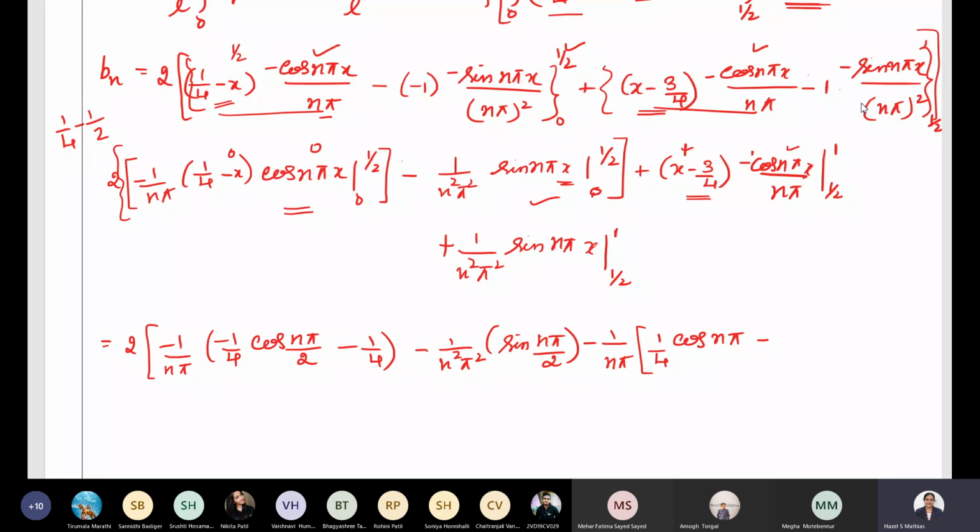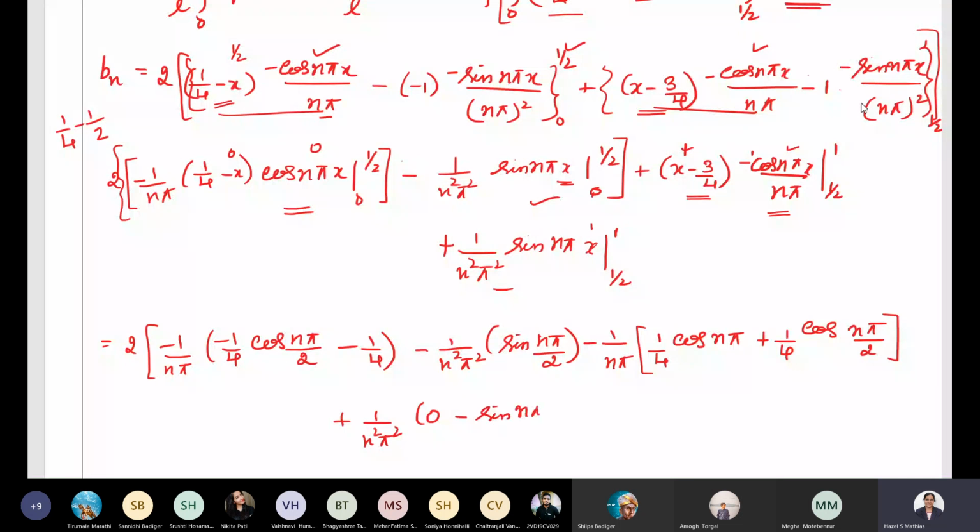1 by 4, ma'am. Minus 1 by 4. So we will have over here minus of minus plus 1 by 4 cos n pi by 2. So we are done with this one. Now what is remaining? The last part, that is 1 by n square pi square sin n pi. Upper limit when x is 1, sin n pi, minus second part x is half, so we will have minus sin n pi by 2.